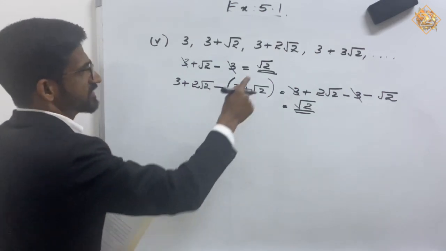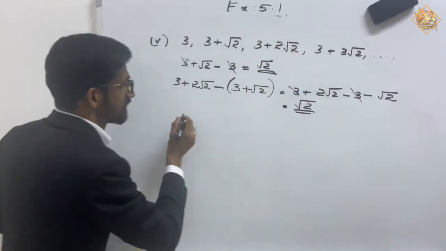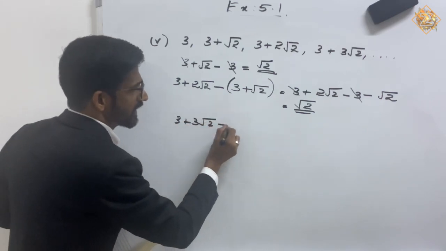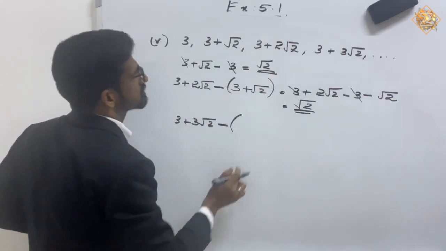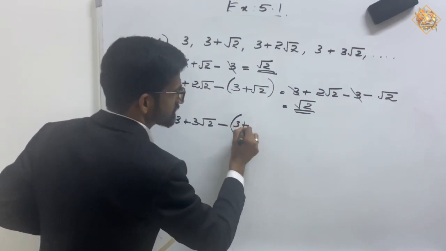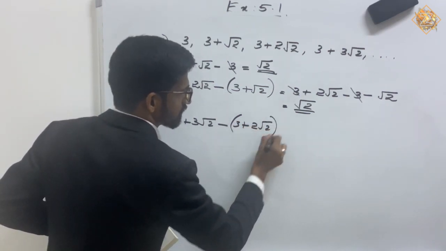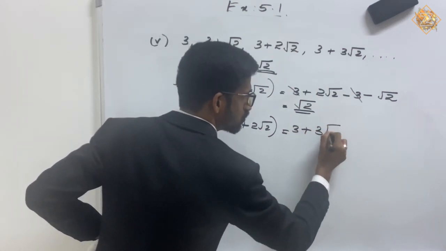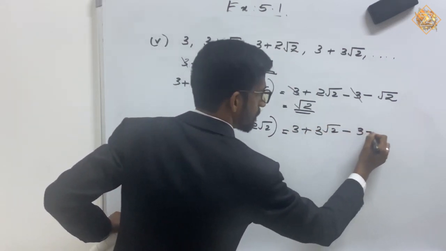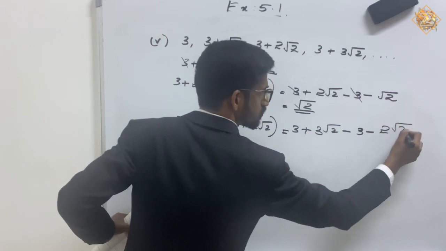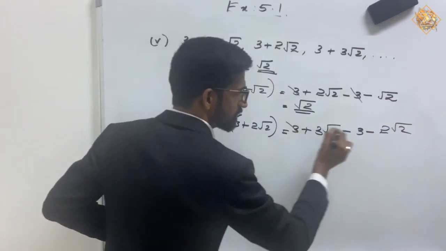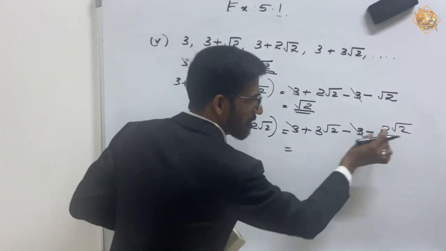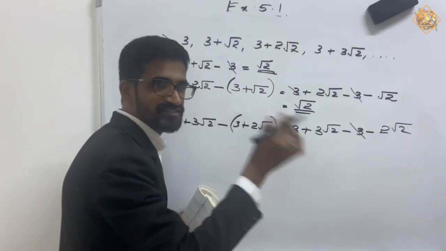Okay, now to check the difference between these two numbers, 3 plus 3 root 2 minus the third term, that is 3 plus 2 root 2. We will open the bracket, so we will get 3 plus 3 root 2 minus 3 minus 2 root 2. Again 3 minus 3 will get cancelled, isn't it? Now 3 root 2 minus 2 root 2. What is 3 root 2 minus 2 root 2?